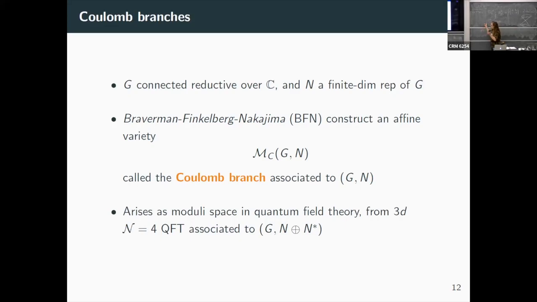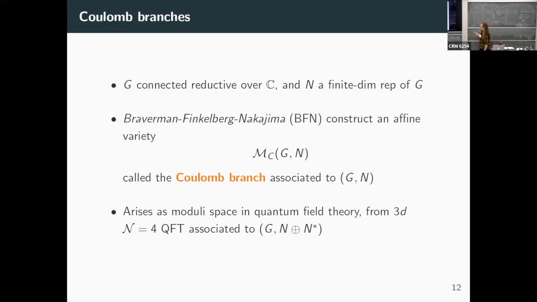And from my vague impression, this comes from physics. Physicists associate some sort of quantum field theory to this data. In fact, it doesn't just depend on N, it really depends on N plus N dual. So there's some loose dependence on N slightly, but we can gloss over this. So this is a relatively recent development in mathematical physics from 2015.